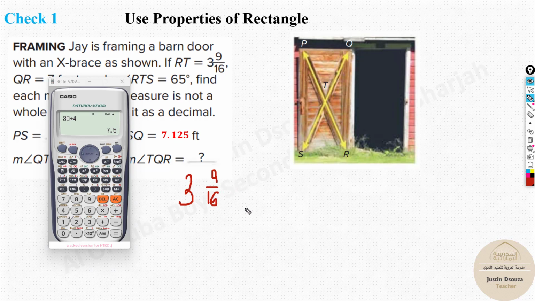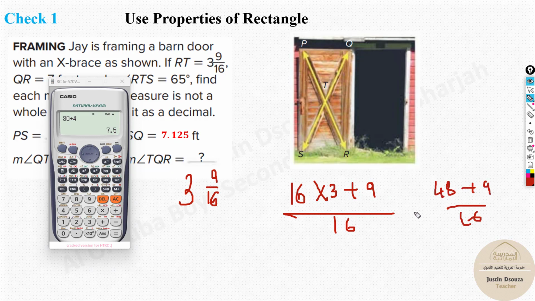I will attach a video on how to solve these problems without a calculator. It's always the denominator multiplied by the whole number, 16 times 3 plus 9, then divided by the denominator. So 16 times 3 is 48. 48 plus 9 divided by 16. Anyways, this is simple. Now I'll show you how to do it directly in the calculator.